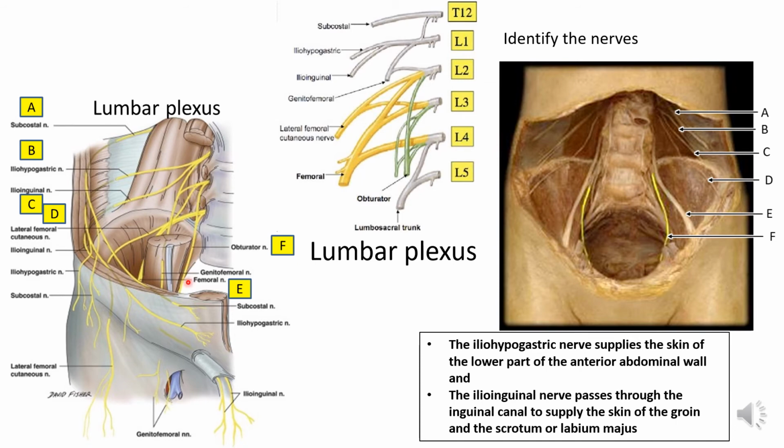The femoral nerve runs alongside psoas major and passes beneath the inguinal ligament just lateral to the femoral artery. The obturator nerve runs just below the pelvic brim and enters the obturator canal. You can refer to the lower limb lecture for the structures and regions supplied by these nerves.